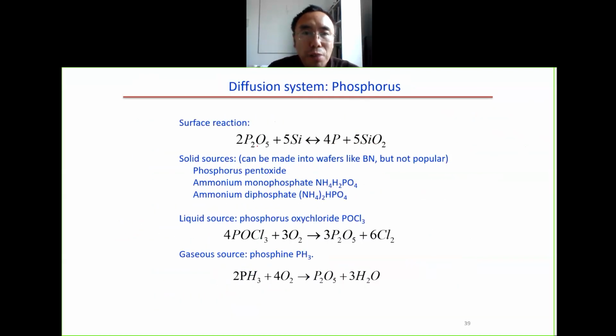The same thing applies to phosphorus. It also becomes phosphorus oxide. This can be a solid source, for example phosphorus pentoxide, or we can use ammonium monophosphate, ammonium diphosphate. We can also use the liquid source, POCl3. I think this one is more popular. POCl3 reacts with oxygen to form the P2O5, then the P2O5 reacts with silicon to form the phosphorus dopant. The gas source is phosphine. This is also a popular one. Phosphine and oxygen form this P2O5.